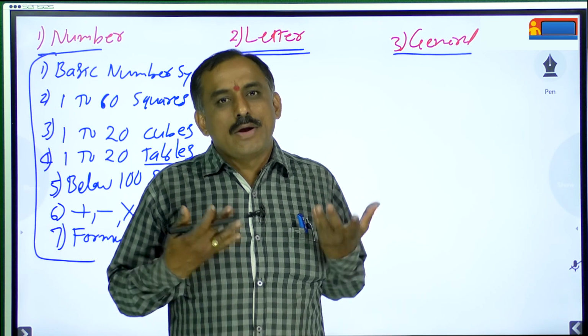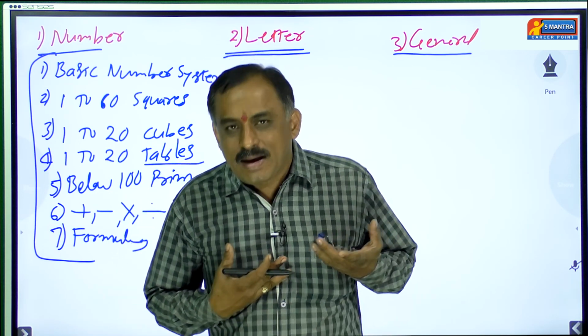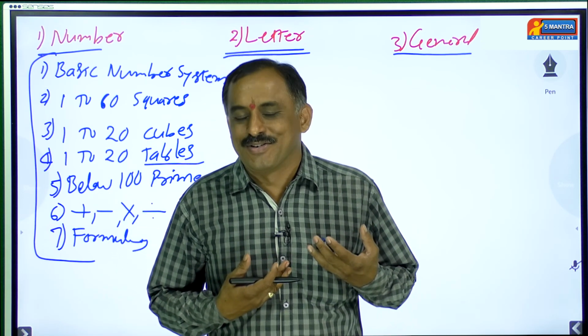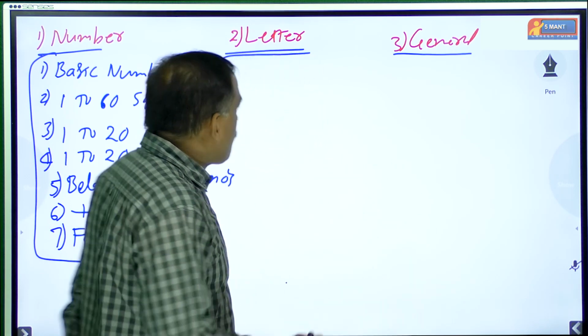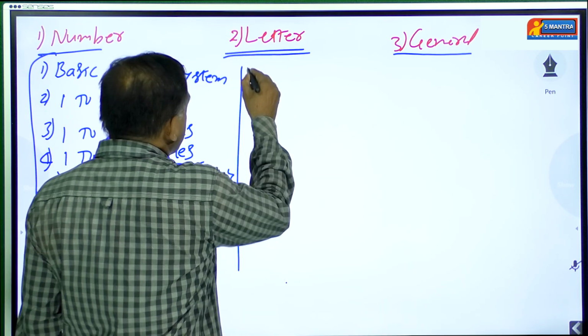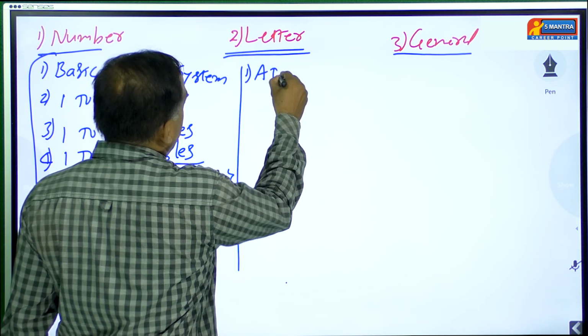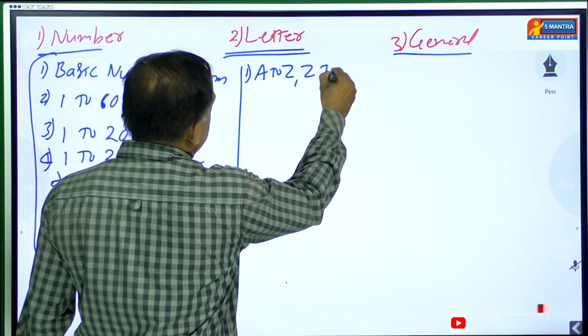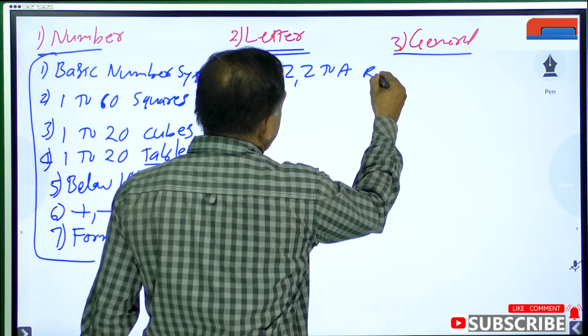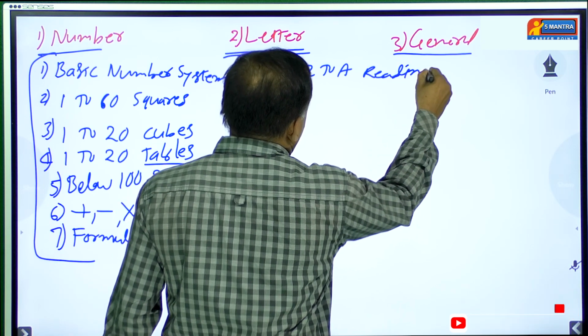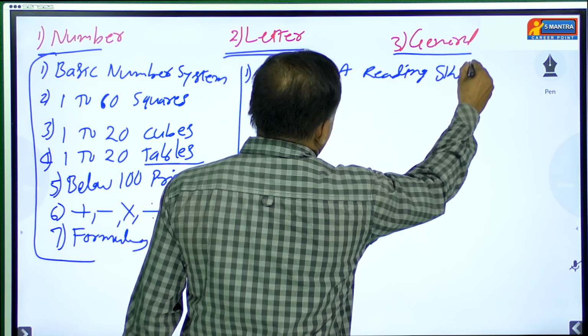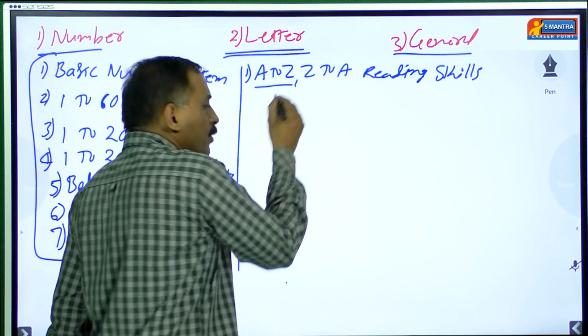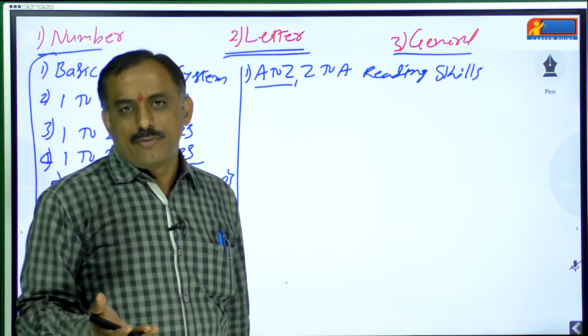It means, sir, I know A to Z. I can read. I can write. Is it sufficient? No. Here, some important points. The first one is A to Z and Z to A. Reading skills are very important. You can read A to Z without gap.